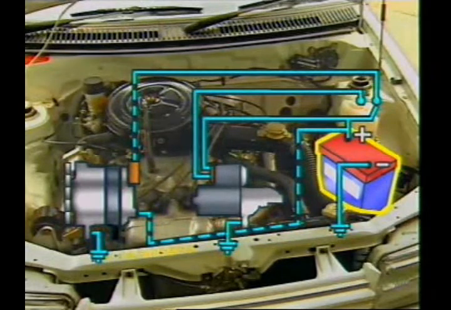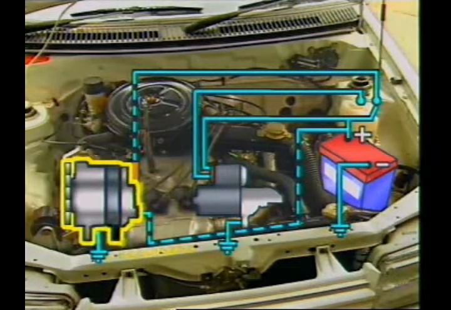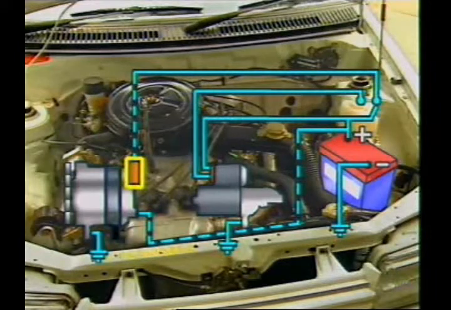The battery provides the electrical energy for starting. Then, once the engine is running, the alternator supplies all electrical components of the vehicle. It also charges the battery to replace the energy used to start the engine. The voltage regulator prevents overcharging.